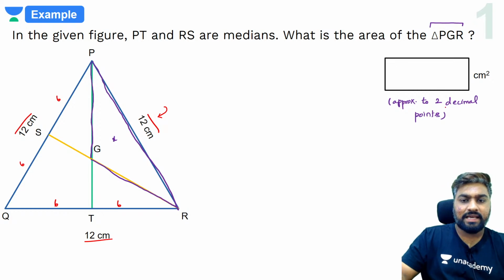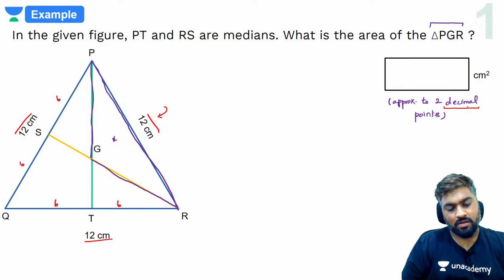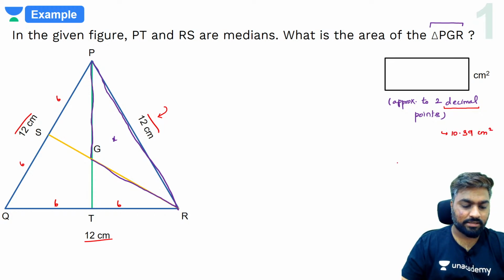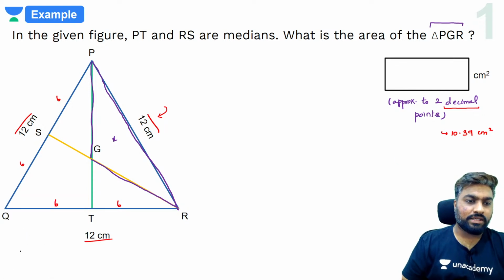Deep, convert it into decimal and tell me the answer. 6√3 converted in decimal, quickly tell me. You need to approximate it to 2 decimal points. Quick. 10.39. Okay, Deep says the answer is 10.39 centimeters square. All right. Others? No? Okay, chalo, let's do this then.